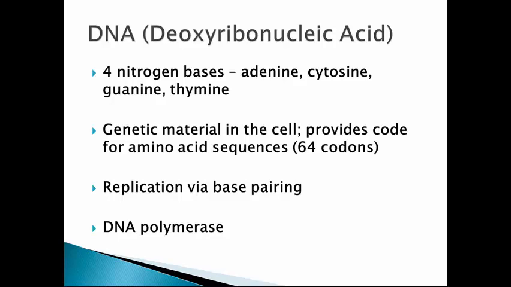We know that DNA is made up of 2 strands. And these 2 strands of DNA are held together by a hydrogen bond between those nitrogen base pairs. Now, we know that DNA is the genetic material in the cell, and it provides the code for amino acid sequences. So what we're talking about is protein synthesis. We've talked a little bit about that replication by base pairing, and we'll talk a little more about replication itself, and the critical role of DNA polymerase, which is the enzyme responsible for forming new copies of DNA using a template.